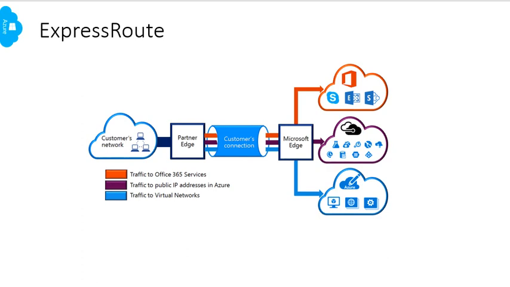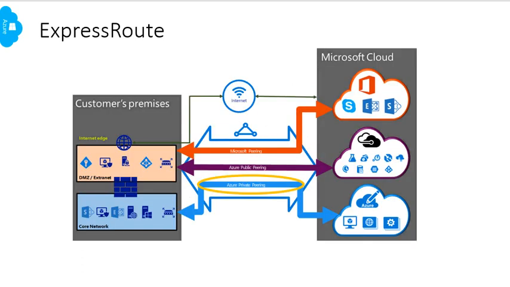Or you can have the blue one, which is traffic to virtual network, which allows us to use the Azure backbone. How does this look? The customer's on-premise internet edge, firewall, and core network connect to the Microsoft Cloud with three options: a private peering between us and Microsoft, the blue one; a public peering, which is option number 2; and the Microsoft peering, which is for 365, the red one. These are the three options for different services, for how you can communicate from your DMZ to Microsoft without going across the public internet.